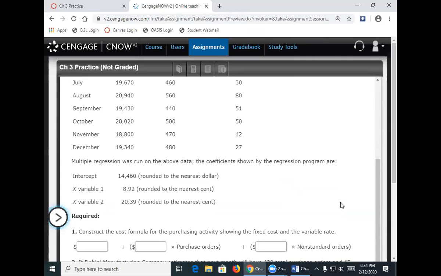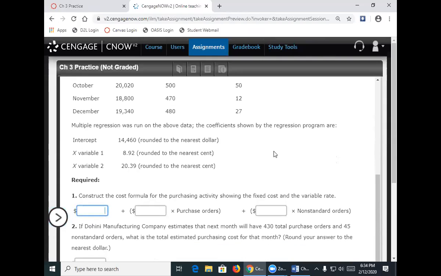And we get an intercept. So again, that's our fixed cost at 14,460. So it's changed. It's the same data, but we've added in those non-standard orders. So that's changed our fixed cost. And now we have an X variable 1, which is our cost per number of purchase orders, and an X variable 2. That's our cost per non-standard order. So we've added in a second variable.